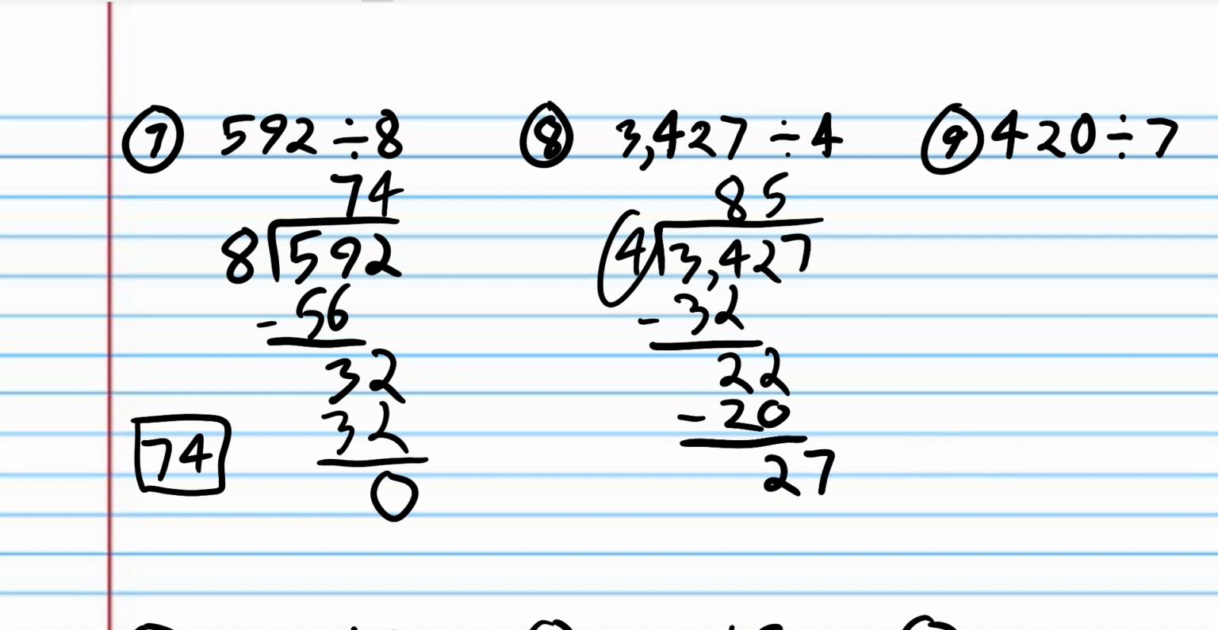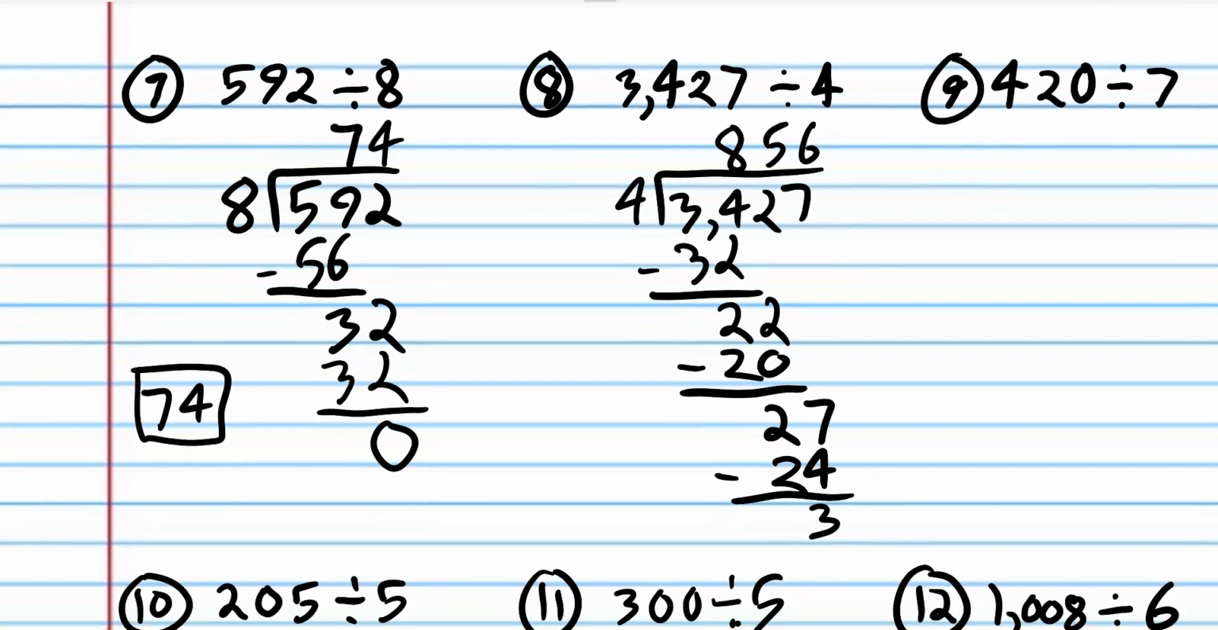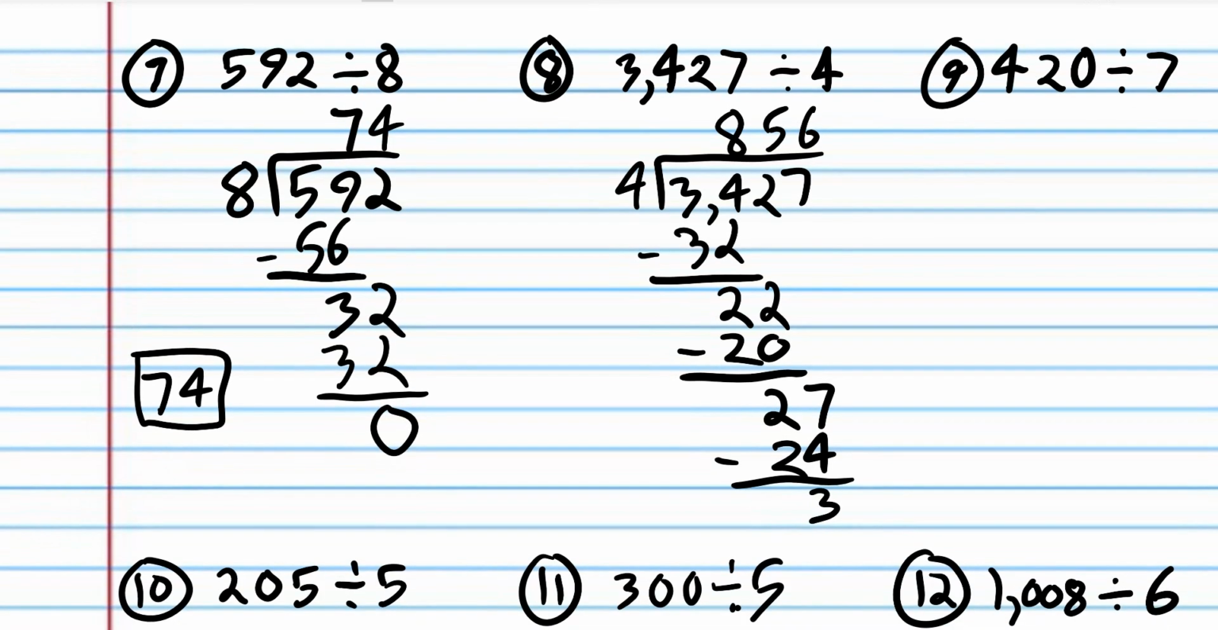And then how many times does 4 go into 27? Well, 4 times 6 is 24. 4 times 7 is 28. 7 times is too many, so 4 times 6 is 24. Subtract, and we got a remainder this time. And obviously we're done. That's why we know that 3 is going to be a remainder. So the final answer is 856, remainder 3.